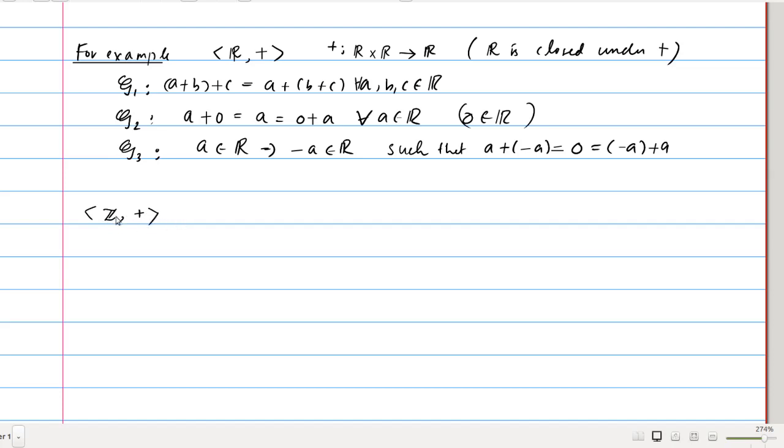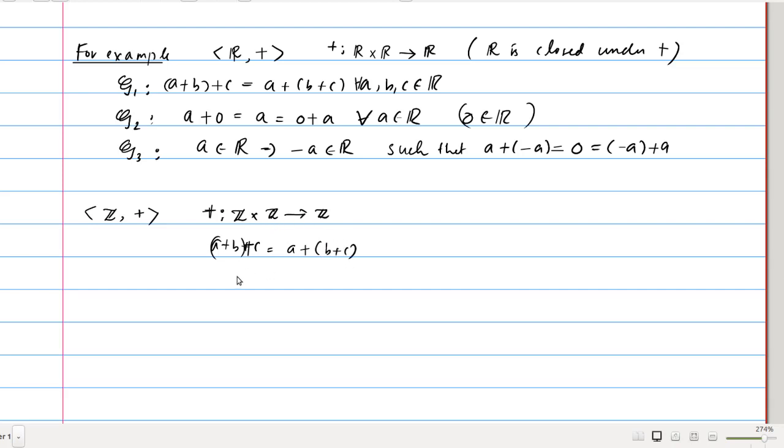Z under addition is also a group, so you can easily verify that the sum of two integers is again an integer. So we can say that this plus is a function from Z cross Z to Z itself. So this is the existence of the binary operation. And the second one is the same thing: for any three integers, A plus B plus C is the same as A plus B plus C. Therefore, this plus is associative in Z as well.